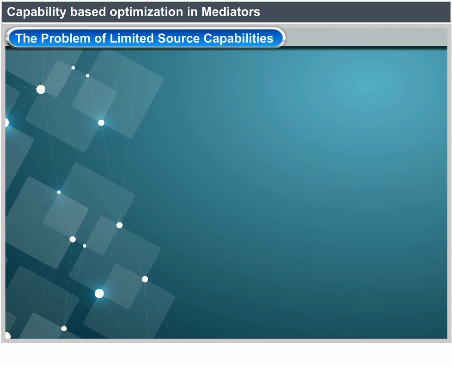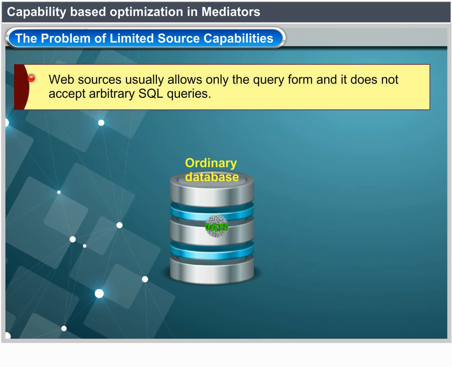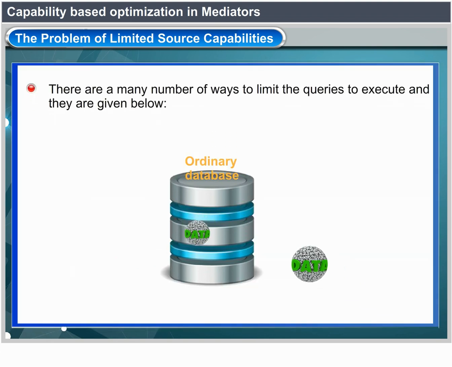The problem of limited source capabilities. Today, many useful sources have only web-based interfaces, even if they are behind the scenes an ordinary database. Web sources usually permit querying only through a query form, which does not accept arbitrary SQL queries. Rather, we are invited to enter values for certain attributes and can receive a response that gives values for other attributes.